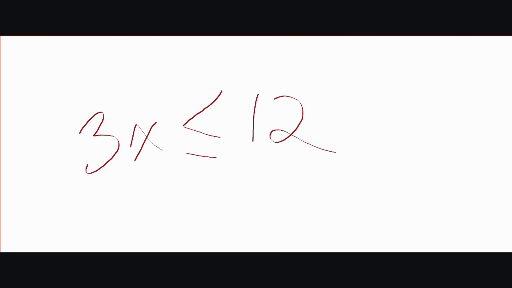3x is less than or equal to 12. Now here, if it were just an equality, we would say, alright, divide both sides by 3, and we would see that x is equal to 4, because 3 times 4 makes 12. But here we want numbers that are less than or equal to 12. So 4 is an option, because 3 times 4 makes 12. That's fine. But 3 is an option as well, because 3 times 3 is 9, which is less than 12. So is 2, so is 1, so is anything less than 4.